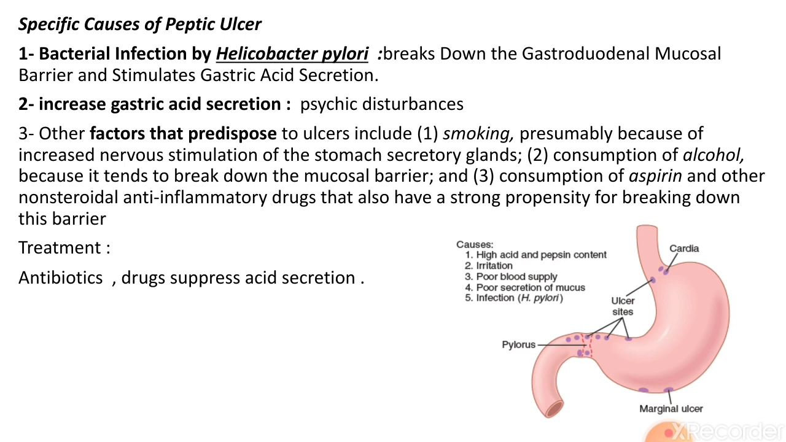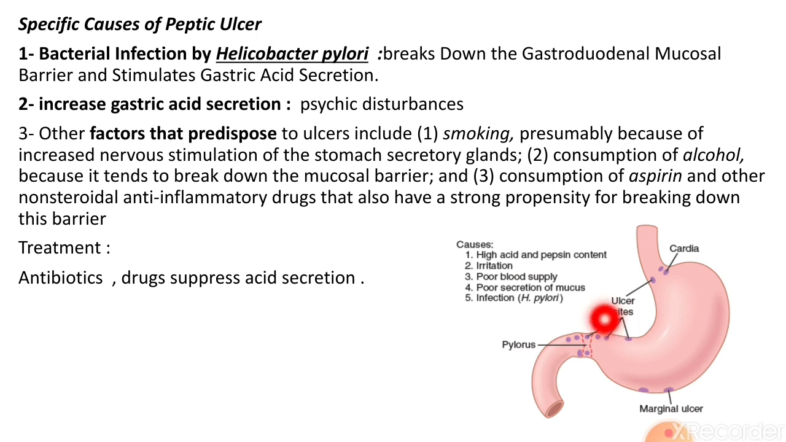Aspirin or other non-steroidal anti-inflammatory drugs can cause damage to the barrier, and the treatment is by giving antibiotics if there is a bacterial infection, or by giving drugs which suppress the gastric acid secretion, or sometimes we need surgery.